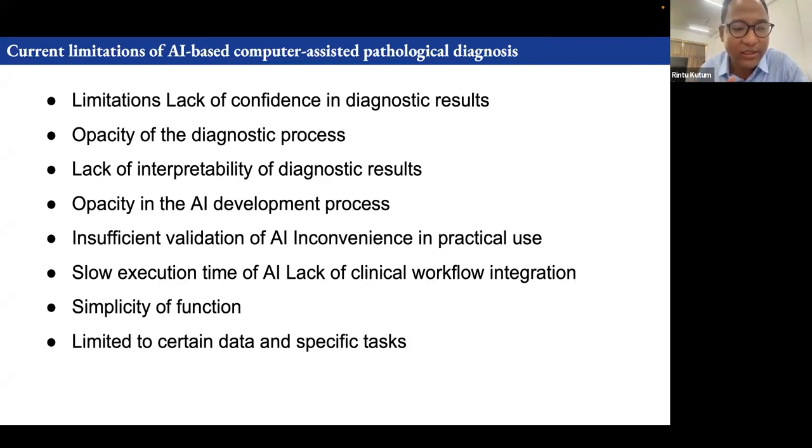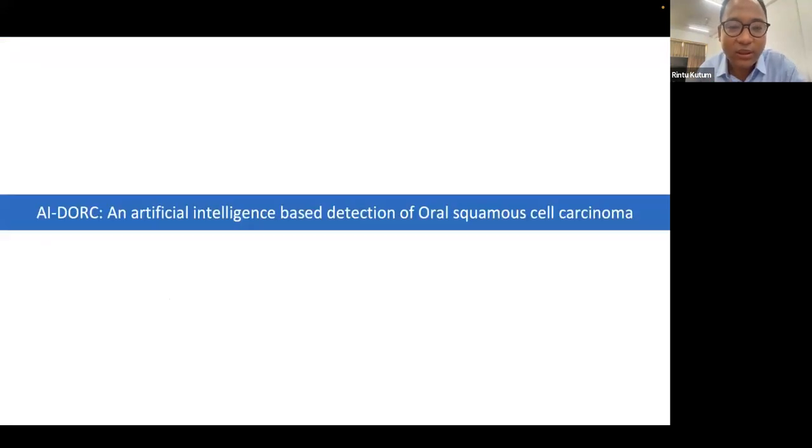The field has been increasingly concerned with the interpretability of the results that a particular AI system develops. The second thing is the insufficient validation of the AI, inconsistency in practical use, the slow execution time of AI, and the lack of clinical workflow integration. These things are currently understood, but when we start building the models, or designing the whole workflow, we should take these limitations into account. Also, simplicity of the functions is not widely in place, and the work is limited to certain data and specific tasks.